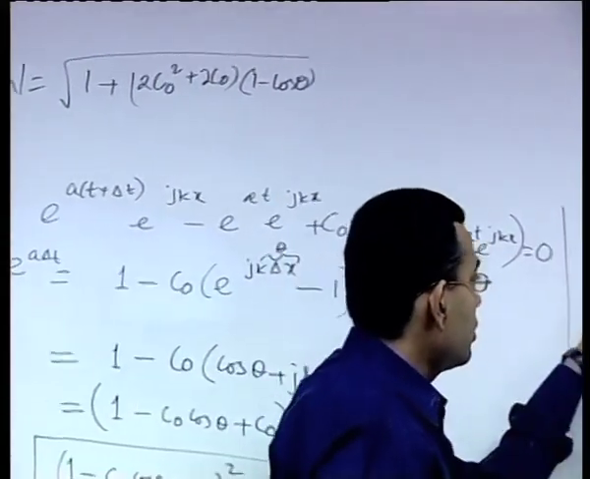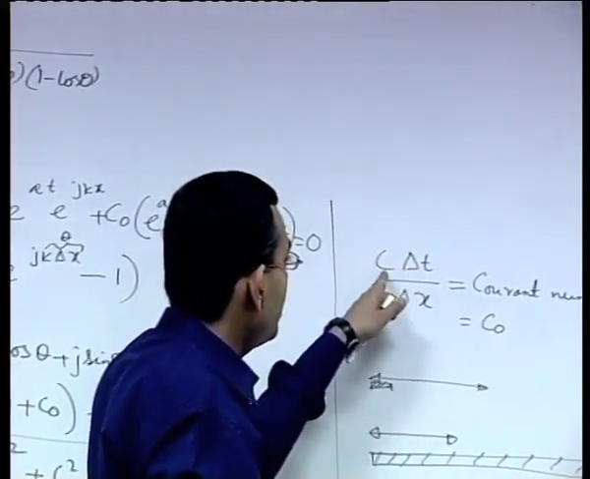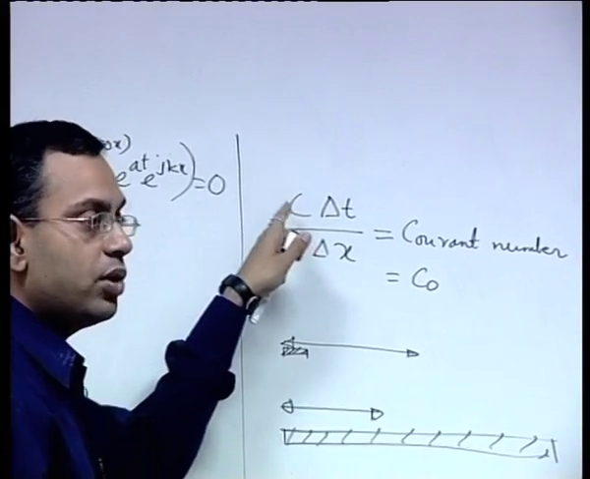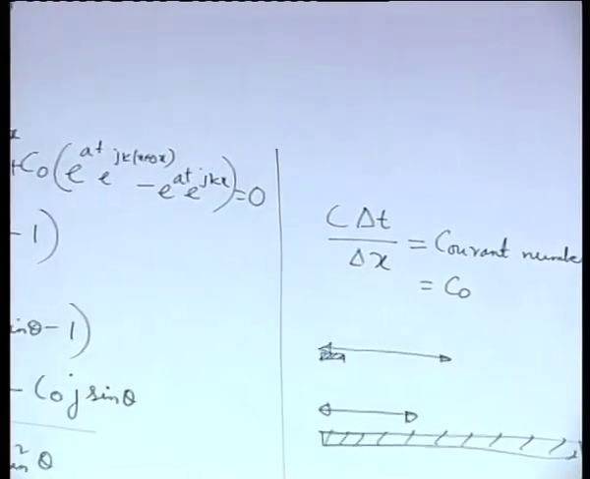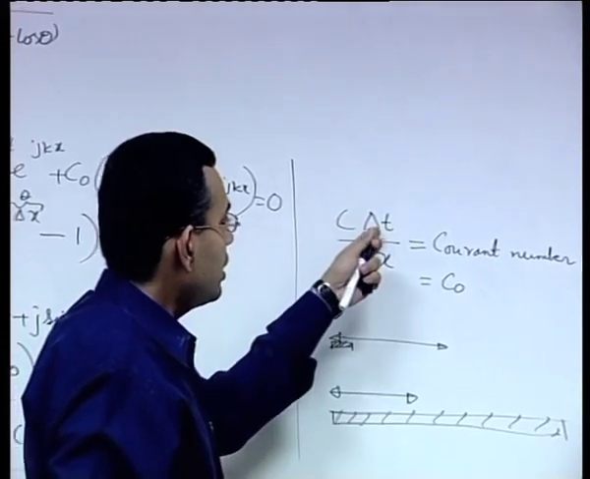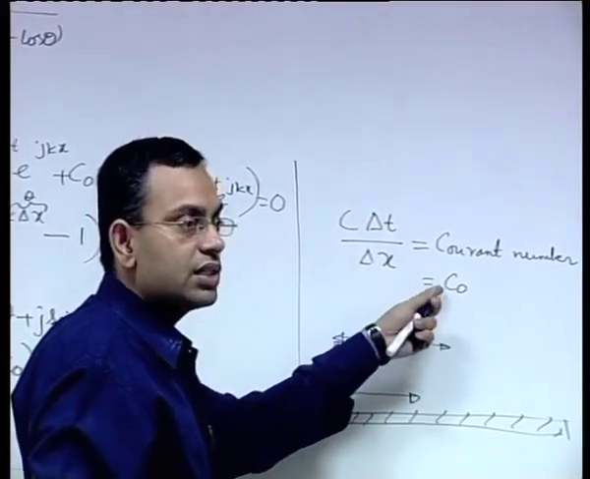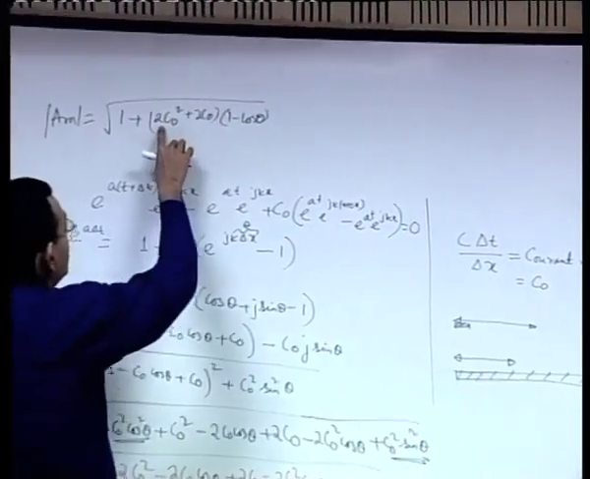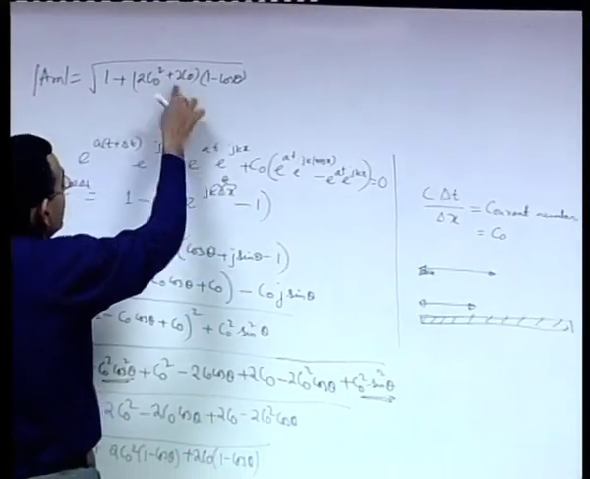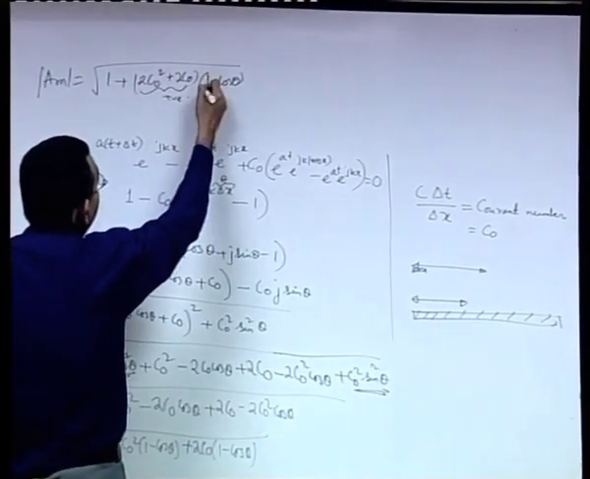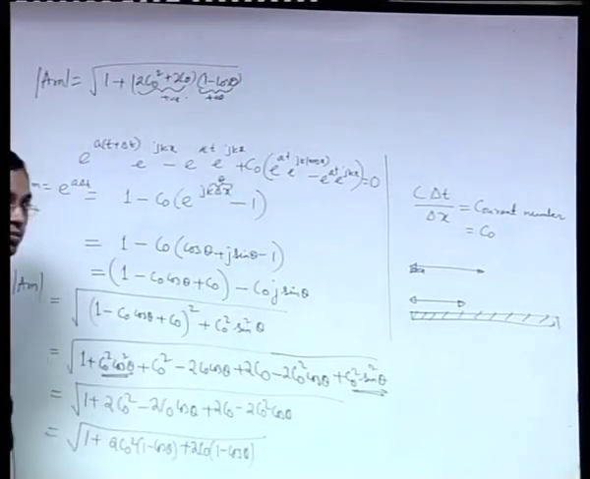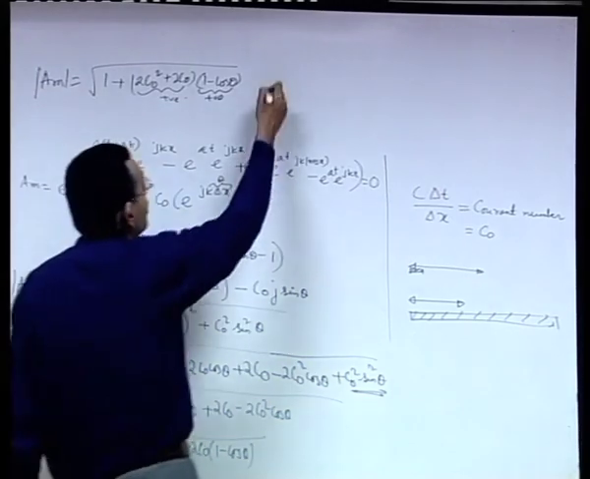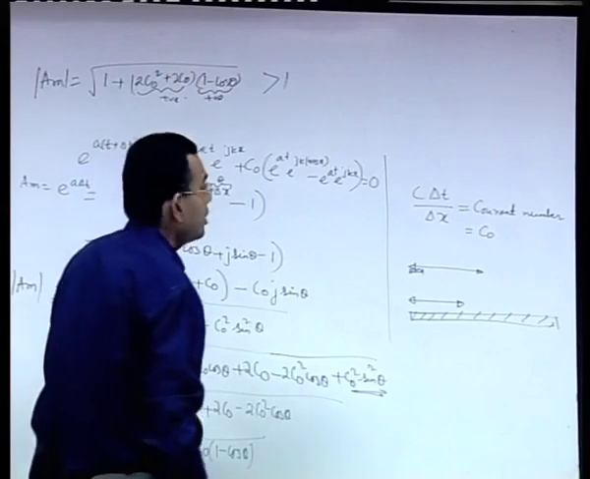Remember, in the C delta t, C is the characteristic speed of propagation of the disturbance. So, it is considered to be a positive number, and so C is positive, delta t is positive and delta x is positive. So, by definition it is a positive number. So, 2 Courant number square plus 2 Courant number, this is positive, 1 minus cos theta, this is also positive. So, this is greater than 1, that means this is unconditionally unstable.